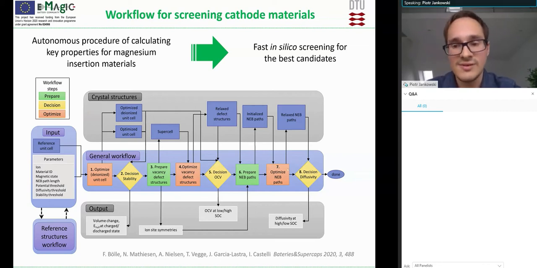So as we can see, we are going from the properties that are very easy to calculate to more advanced. And thanks to that, at each of the decision steps, we can decide if some of the materials already don't have the properties that we want, so we can just skip them and do the more advanced calculations only for the materials that are the most promising. And thanks to that, we are saving computational time, and we can screen more materials.